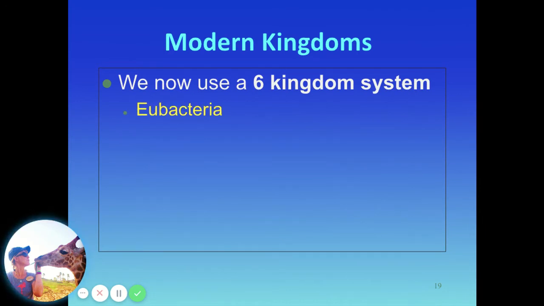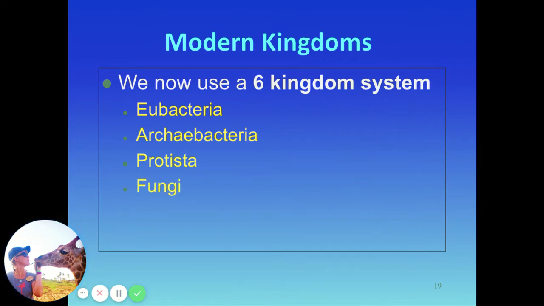So we now use a 6-kingdom system to classify the world around us. And you should have written these 6 kingdoms on the flaps of your foldable. So they are eubacteria, archaebacteria, protista, fungi, plantae, and animalia. If you did not label the flaps of your foldable, pause the video and do that right now.